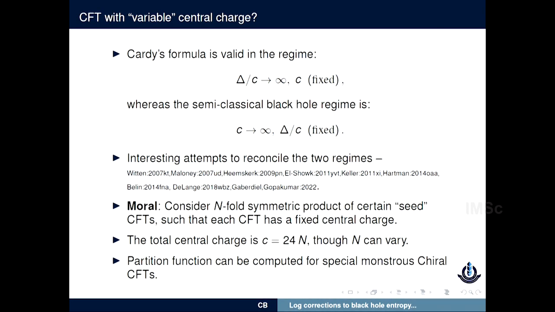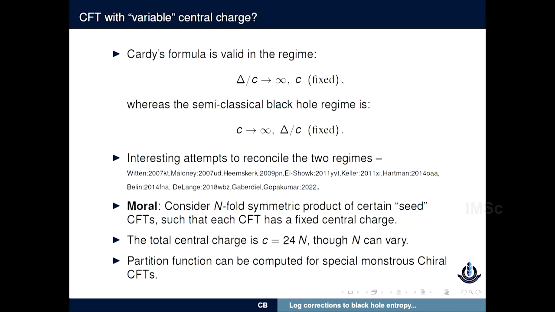So now what I will do is give a couple of speculations. First thing is, Cardy's formula is actually valid in a regime where you keep the central charge of the CFT fixed, but you take operators of very large conformal dimension. So delta by C goes to infinity. That is the Cardy regime, asymptotic growth of states. Whereas the semi-classical black hole regime is where the central charge goes to infinity keeping delta by C fixed. Now, how do you take the central charge to infinity?